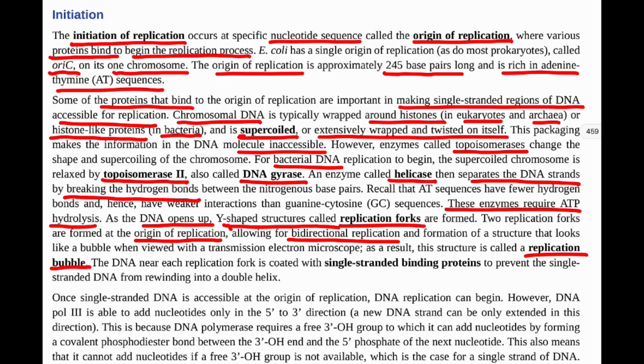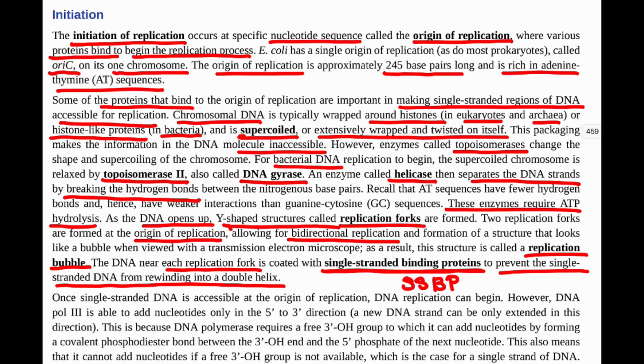So the DNA near each replication fork, where it's opened up at the junction there where there's still a piece together and then it opens up, is coated with single-stranded binding proteins. This prevents the single-stranded DNA from rewinding into a double helix. So I think of these single-stranded binding proteins, SSBP, as being kind of like tacks or pins that are holding it in place. They attach to opposite sides of DNA, and they hold them there and make sure that they don't reform those hydrogen bonds so that we can get in there and do replication.